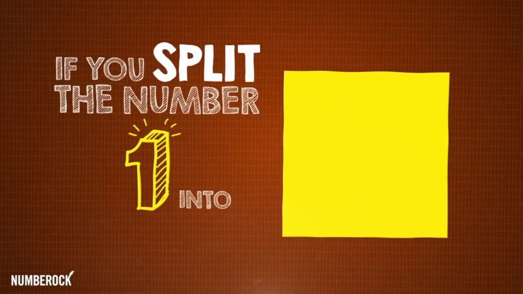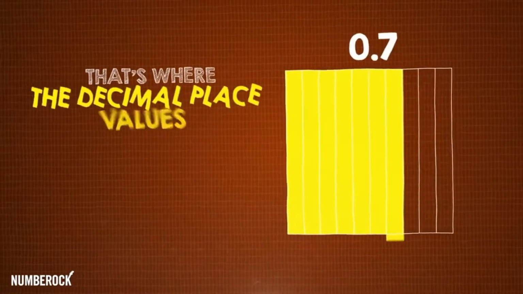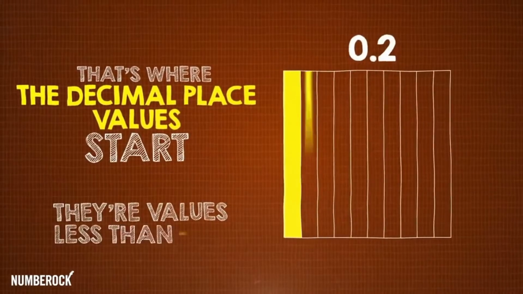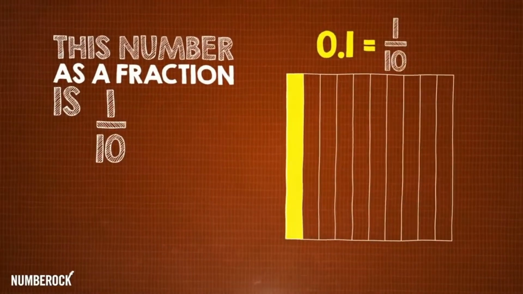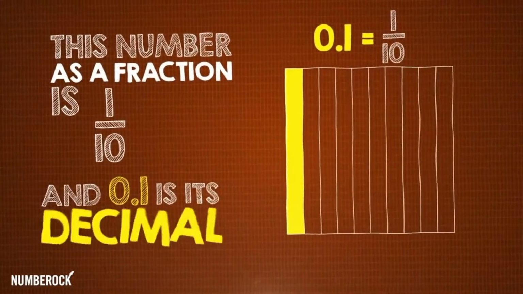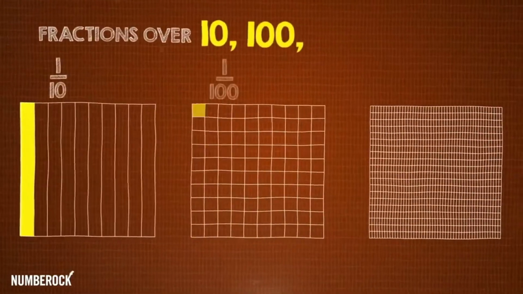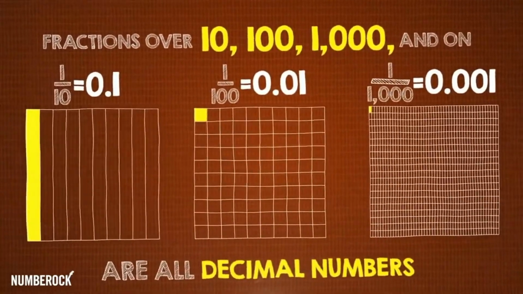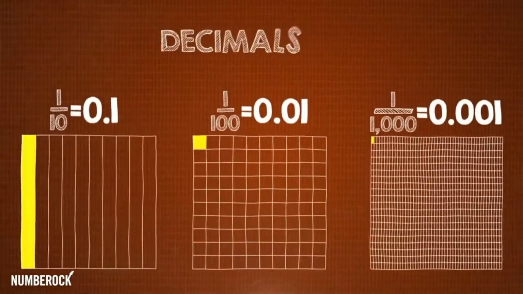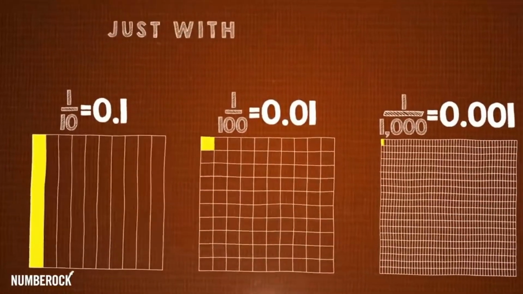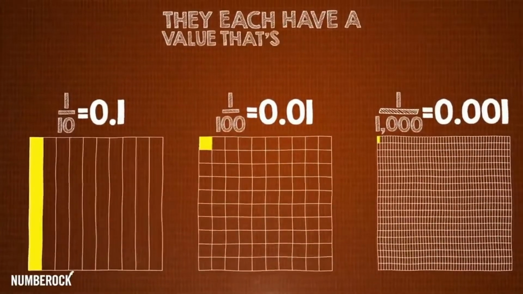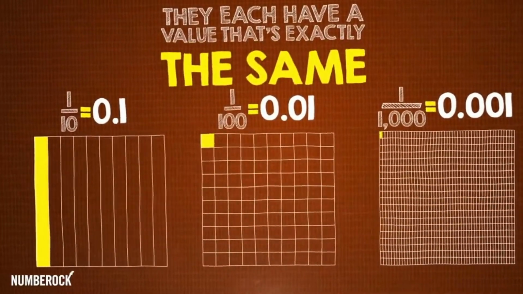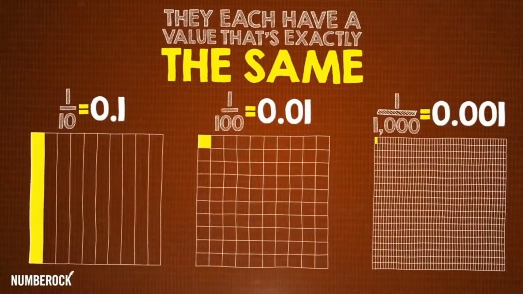If you split the number 1 into 10 parts, that's where the decimal place values start. The values less than 1, they're quite small, like 0.1, which is a decimal, y'all. This number as a fraction is 1 over 10, and 0.1 is its decimal equivalent. Fractions over 10, 100, 1000, and on are all decimal numbers, it's a phenomenon. Decimals are fractions, just with different names. They each have a value that's exactly the same.